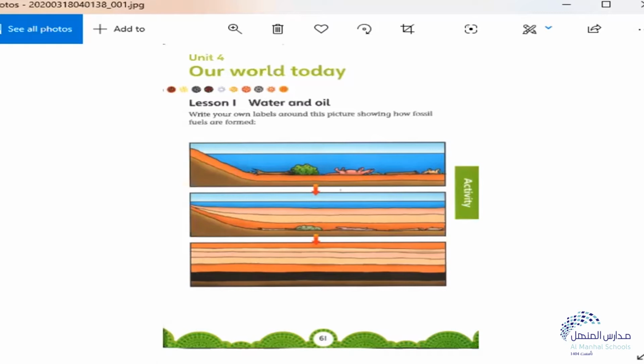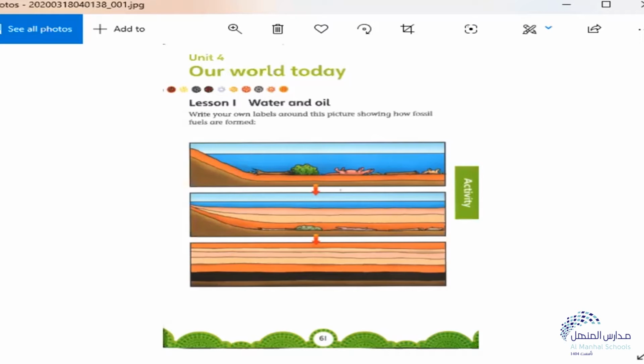Then you get the mud and the rocks again, and then the dead animals and plants lying there again, and then you get the fossil fuels again. So the process is repeating itself over and over. The blue part is the layer of mud and sediment formed from the organic matter, and the arrow shows it.